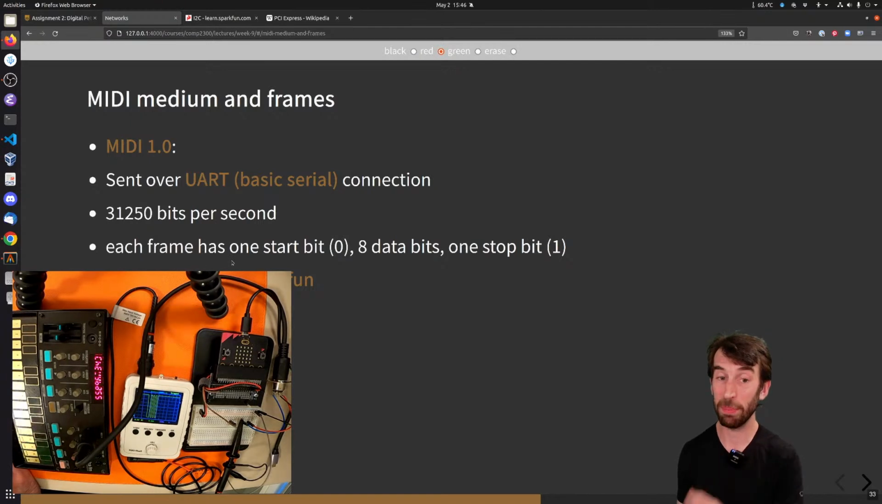Each frame has one start bit, 8 data bits, and one stop bit. This is all very convenient because this is exactly what we've just made, a system that can send a byte with one start bit, 8 data bits, and one stop bit.